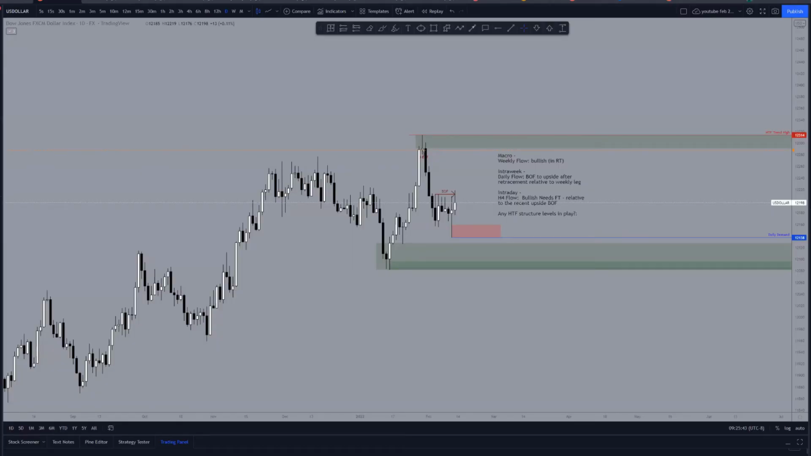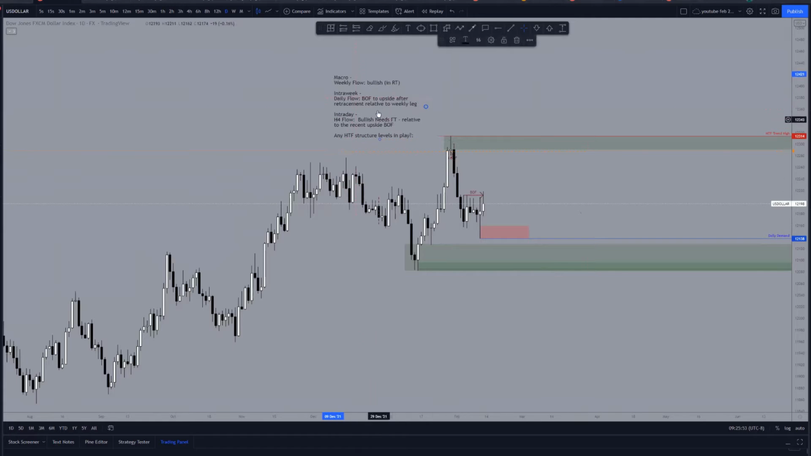So with that being said, let's dive in. First, we're going to start with the US dollar or the Dow Jones FXCM dollar index, as you can see in the top left up here. I have some notes prepared for you for each of these pairs this week. It goes over my weekly, daily, and H4 perspective. And then if there's any high time frame structure levels that I see in play, I will note that.